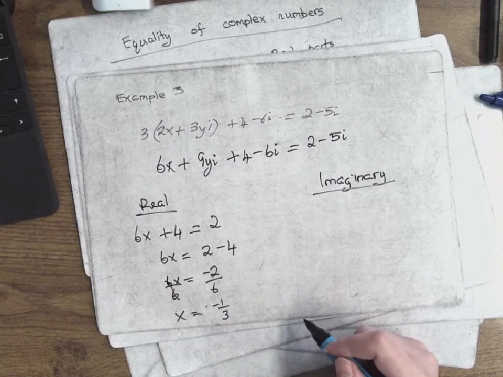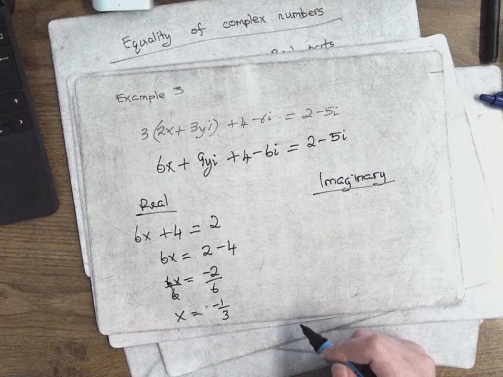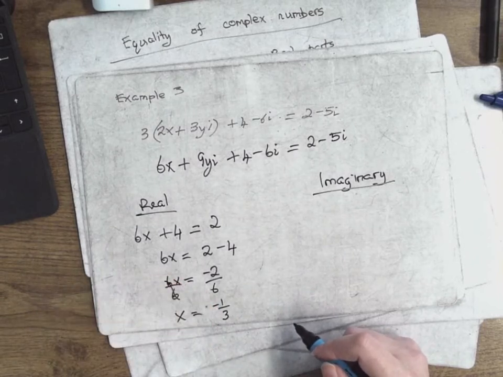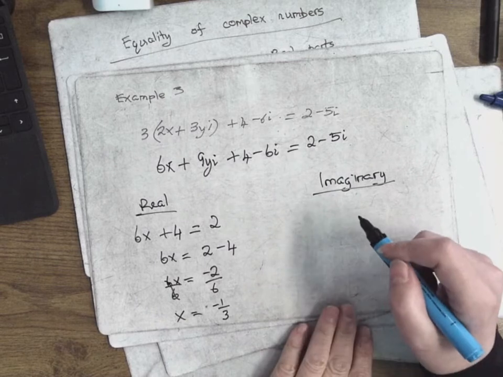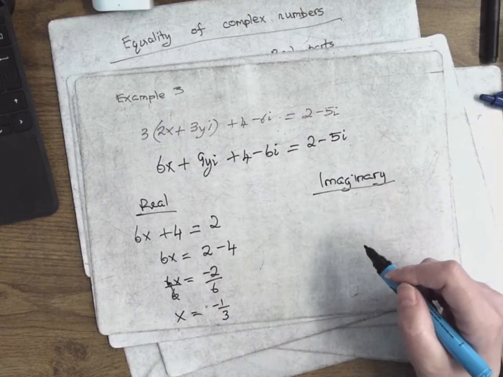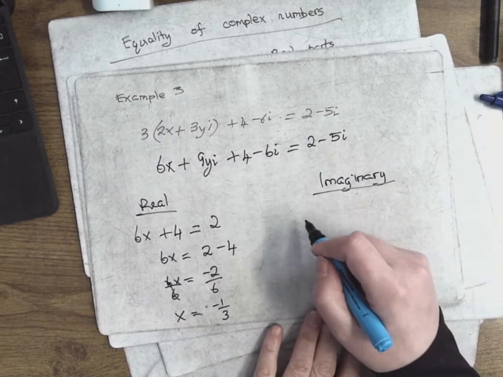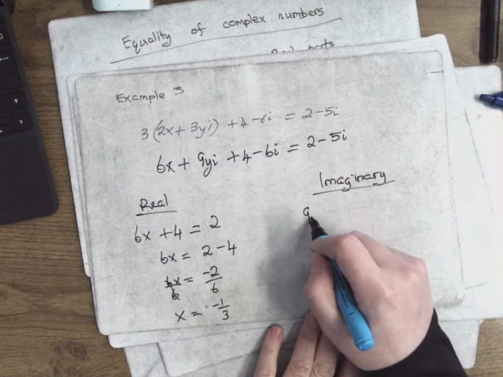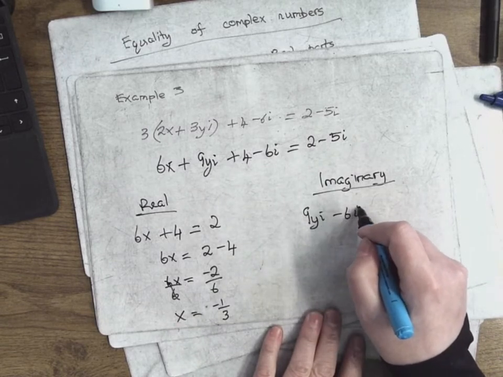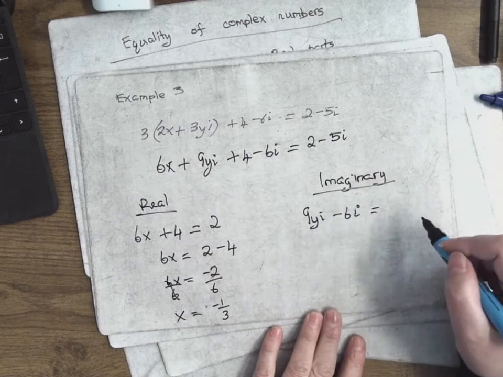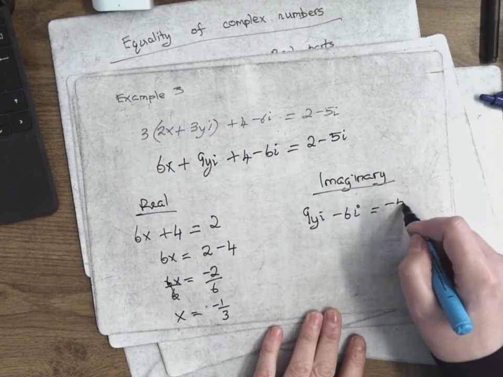Fractions are fine. If you wanted to leave it as minus 2 over 6, that's fine too. It's just if you put it into the calculator, it'll spit out minus 1/3 at you. Then you pick out the imaginary bits. So the imaginary bits on the left hand side, please. 9yi minus 6i equals what? Minus 5i.